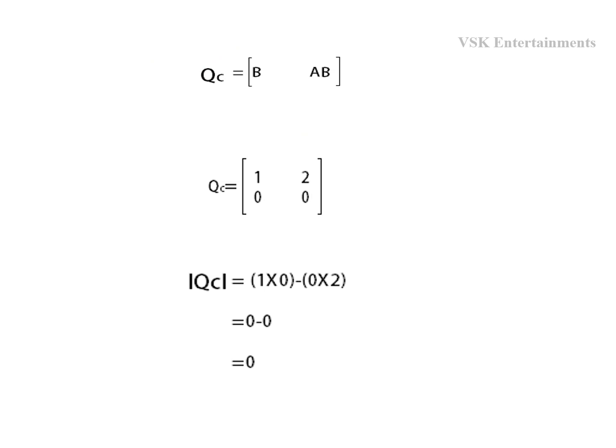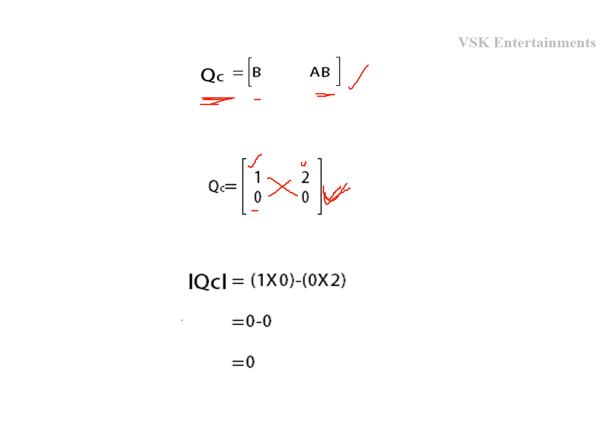Substitute matrix B and matrix AB in the controllability test matrix QC. That is, QC is given as the matrix [B AB]. We already know the matrix B, that is [1; 0], and we got the AB value, that is matrix AB is [2; 0]. Now find the determinant of this controllability test matrix by using AD minus BC.